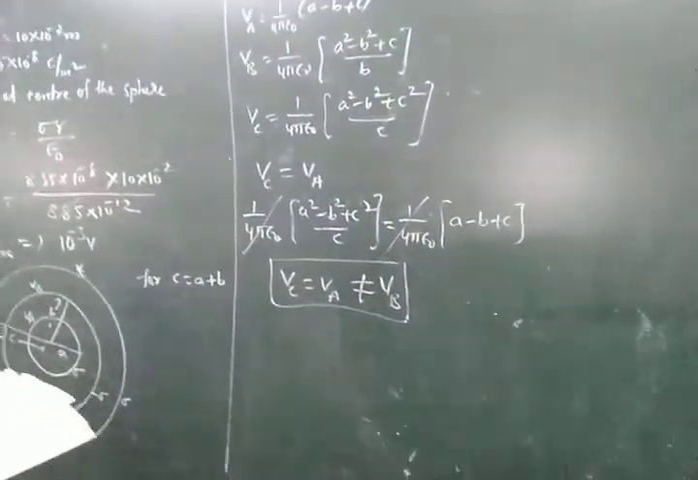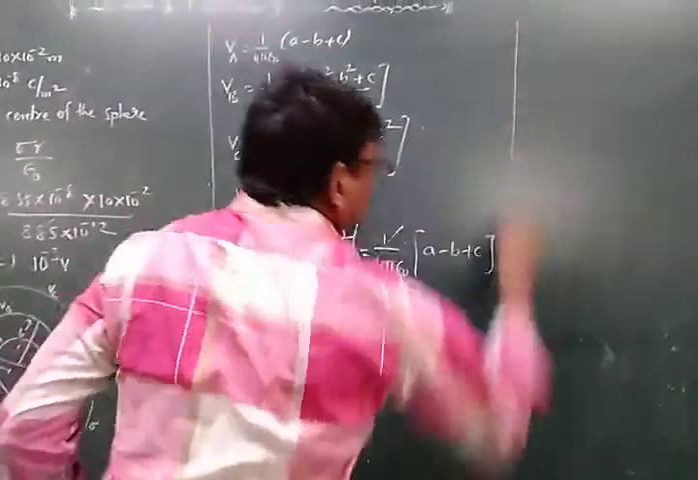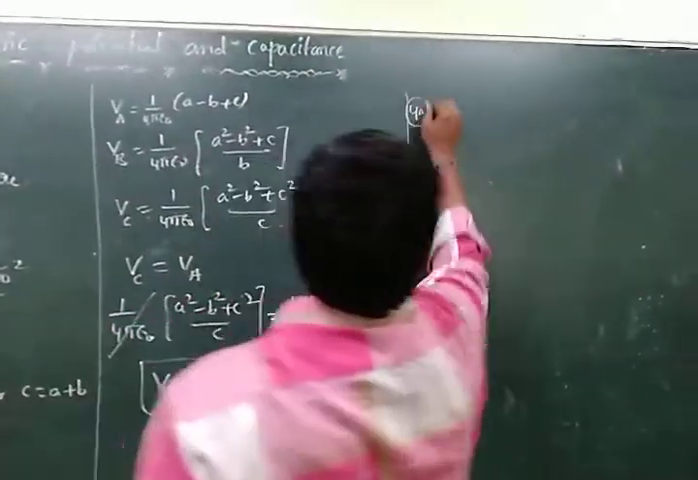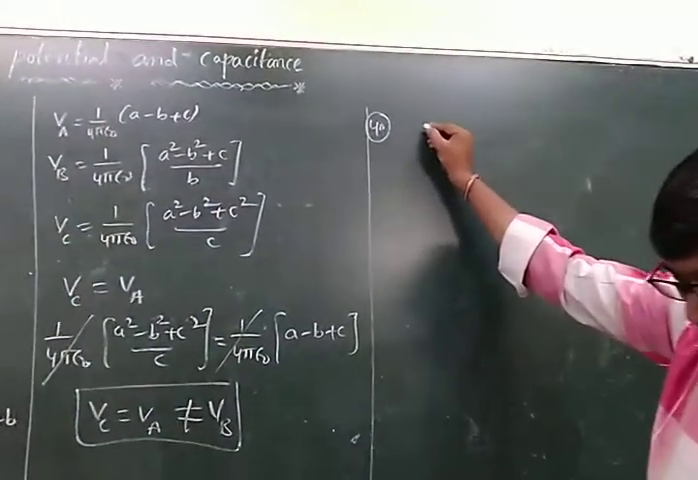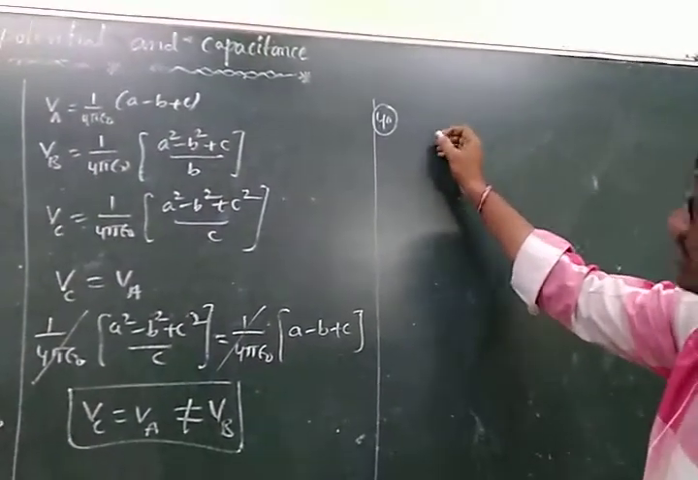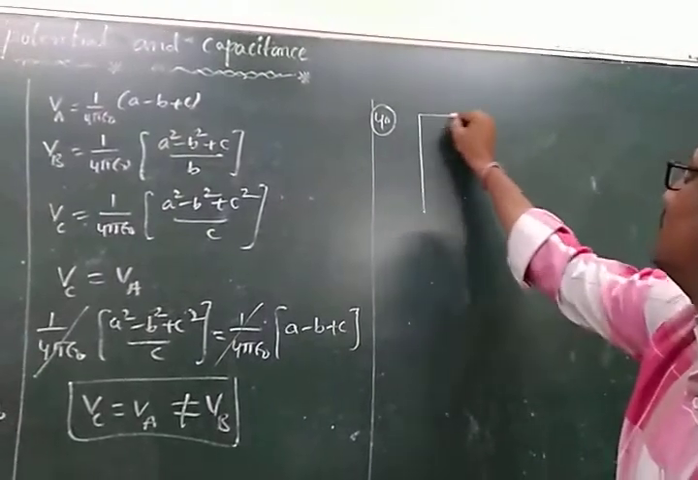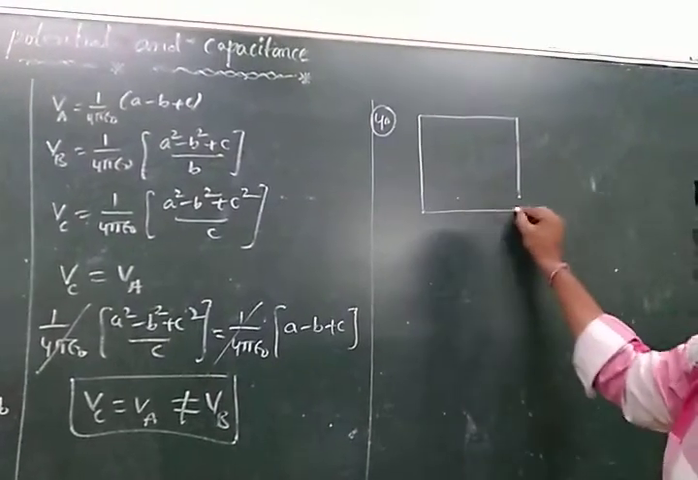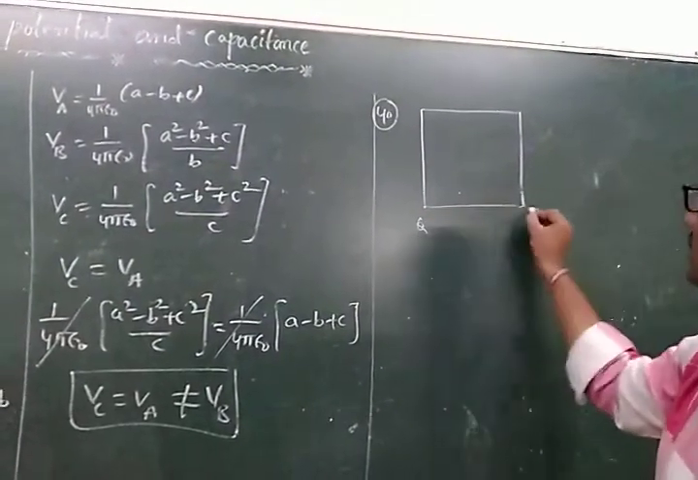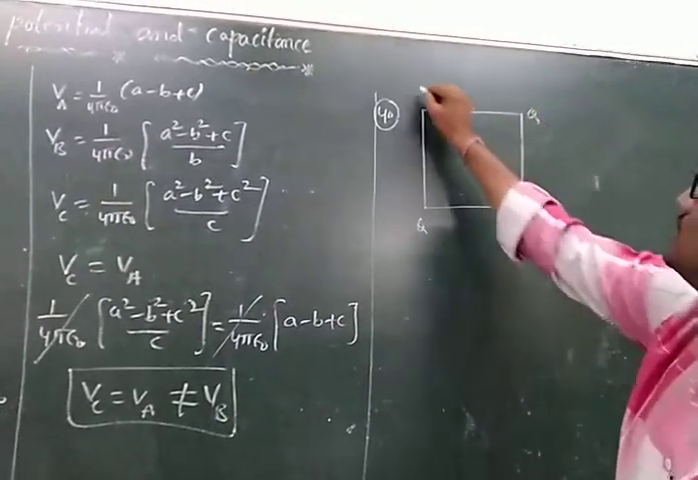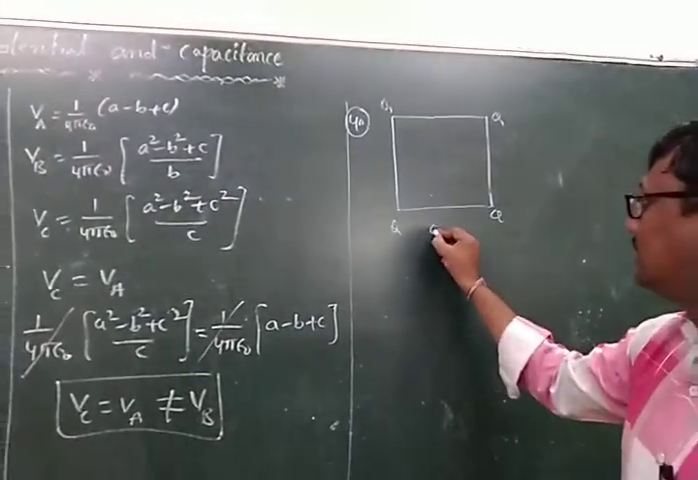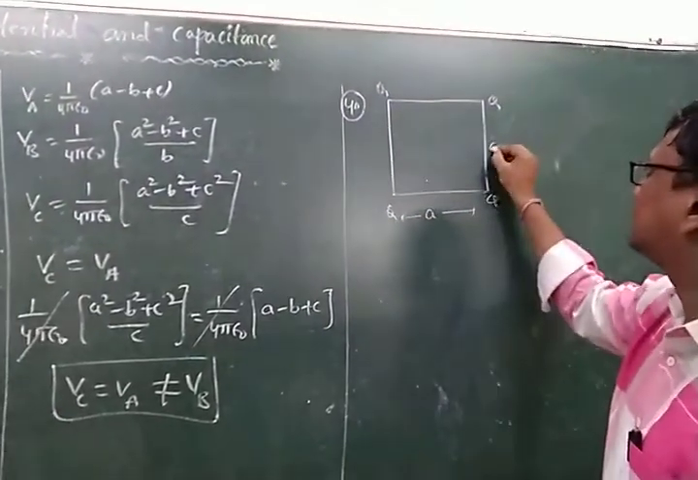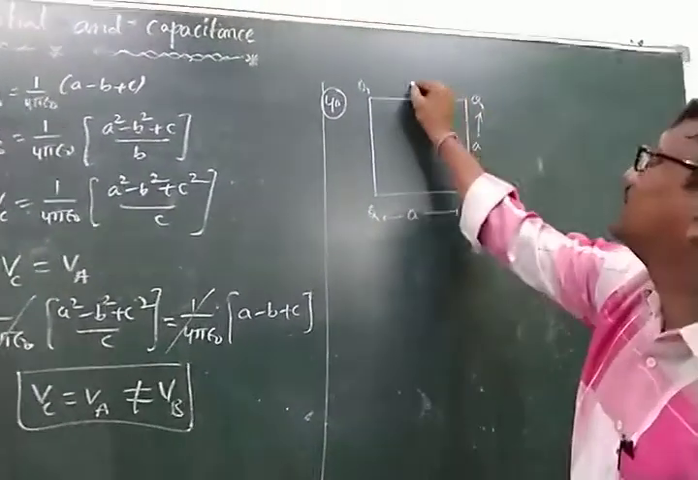Next is question number 40. Here four charges are placed at the four corners of a square. See, this is the square. Now these are the four charges: this is a charge, this is a charge, this is a charge, and this is a charge. The side of the square is A. This is also A.